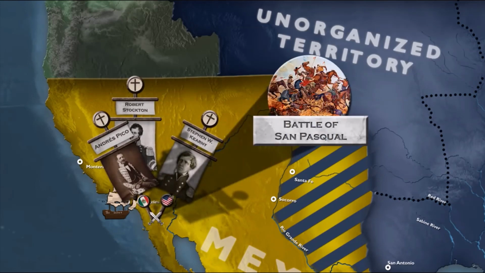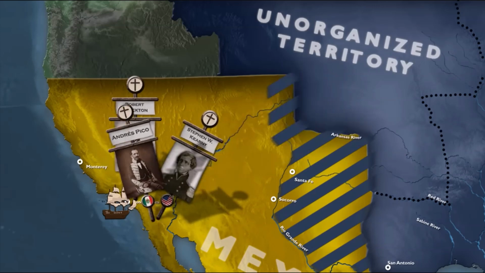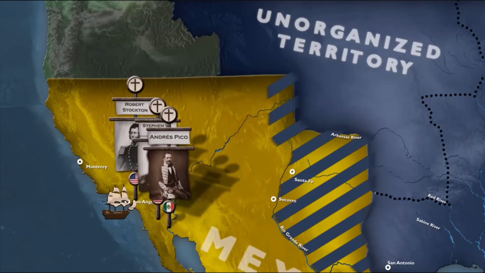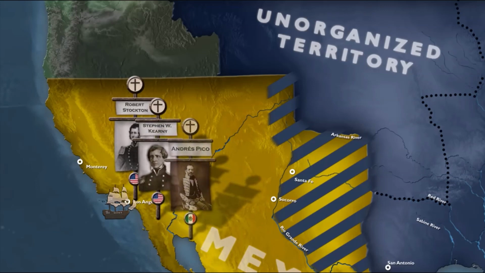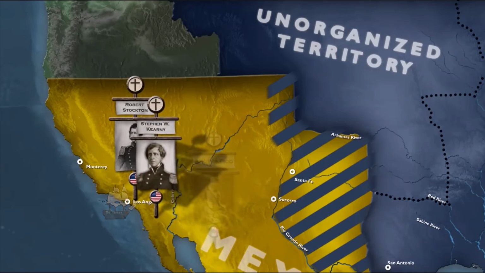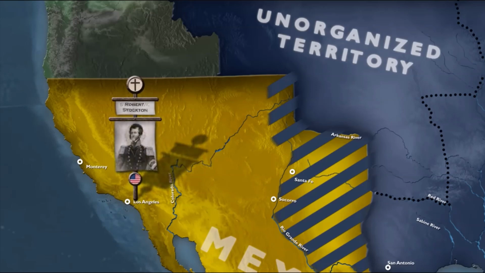A 600-man American force under Kearny began a 150-mile march to Los Angeles. On January 8, 1847, the Stockton-Kearny Army defeated the Mexican force in the two-hour Battle of Rio San Gabriel. The Treaty of Cahuenga was signed, which marked the end of armed resistance in California.